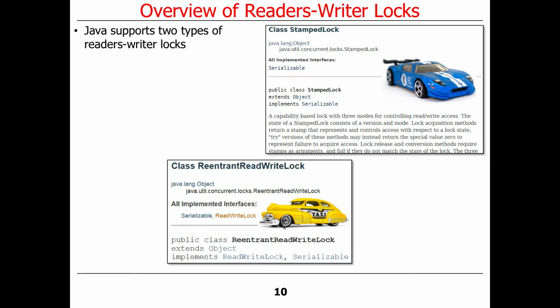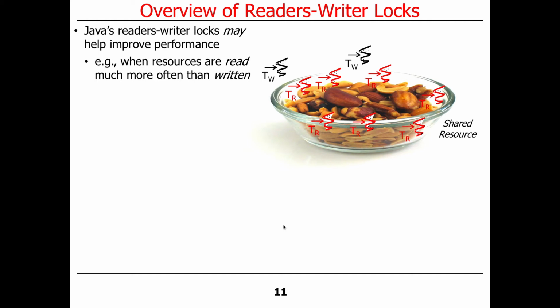There are two types of readers-writer locks in Java. StampedLock is the souped-up, high-performance model version, and then there's the reentrant read-write lock, which is the older, slower legacy version. And we'll talk about both of them, focusing primarily on stamped locks.